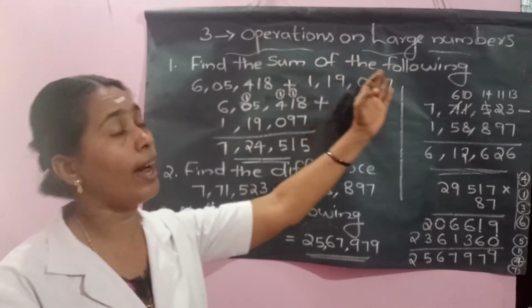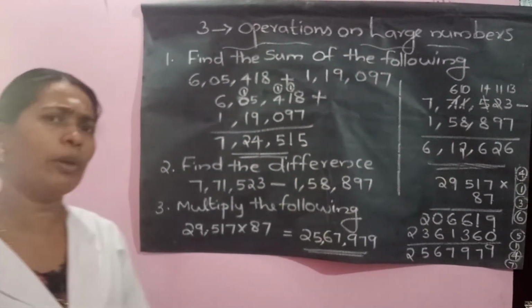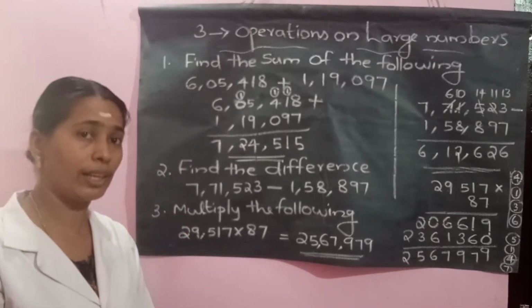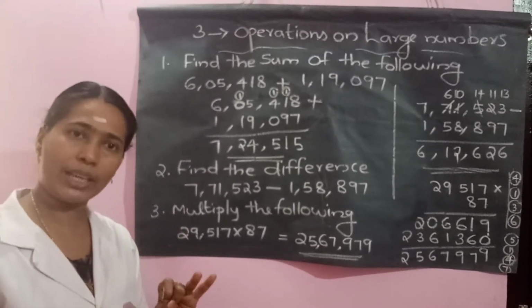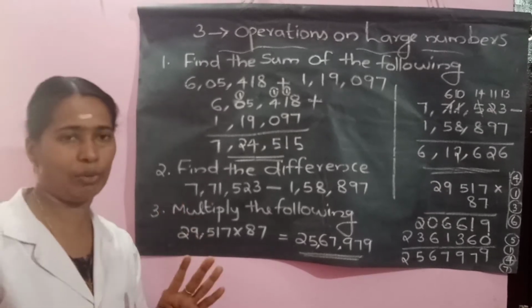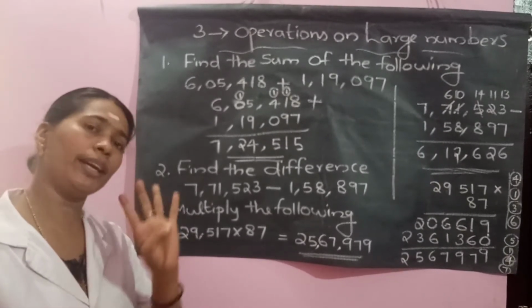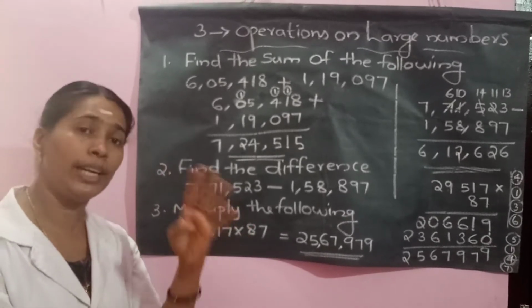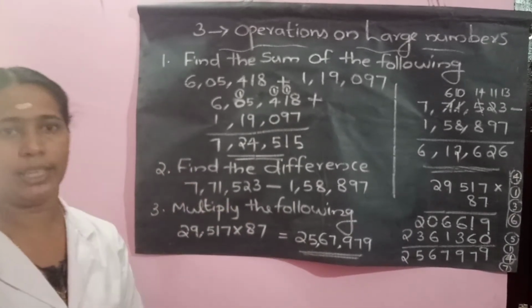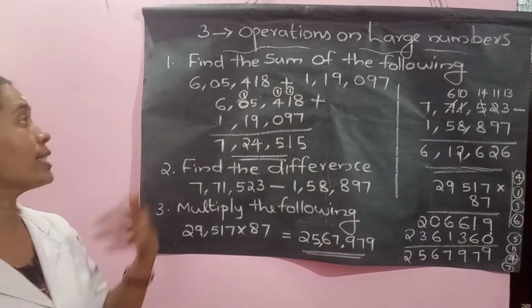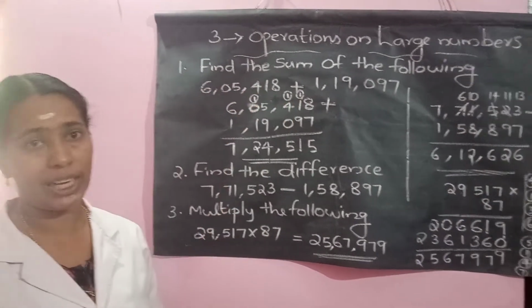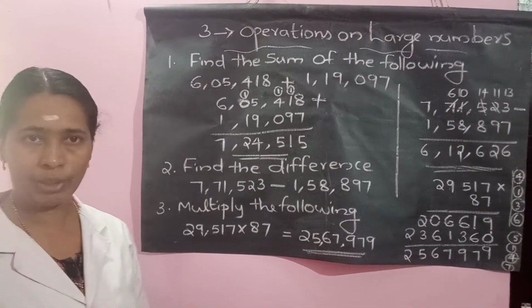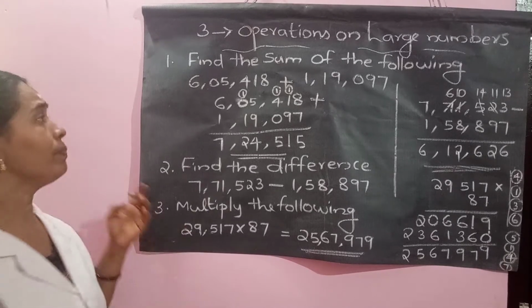Operations on large numbers. What is meant by operations in mathematics? We have 4 operations. What are they? Addition, subtraction, multiplication and division. You have already learned the 4 operations in lower classes, but this year we are going to study some properties of addition, multiplication, subtraction and division. So let us begin the lesson.